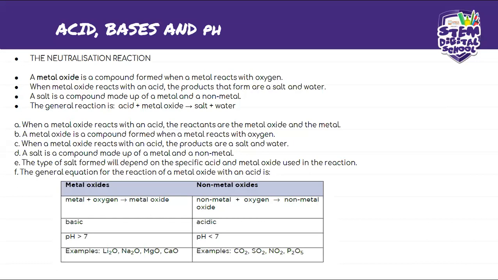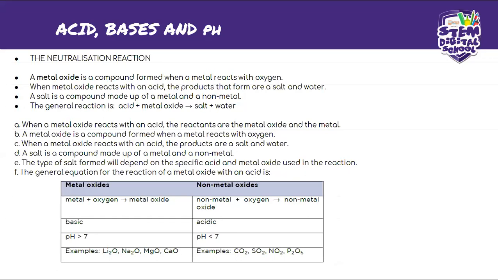A metal oxide is a compound formed when a metal reacts with oxygen. So take note. What is a metal oxide? A metal oxide is a compound formed when a metal reacts with oxygen. So when a metal oxide reacts with an acid, the products formed are a salt and water. A salt is a compound made up of a metal and a non-metal.